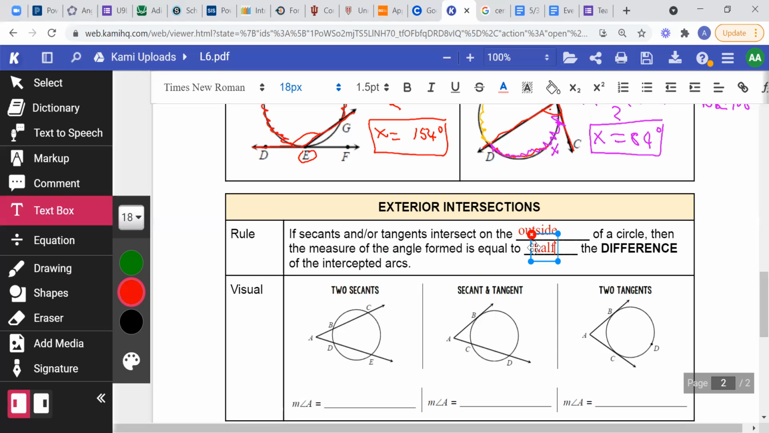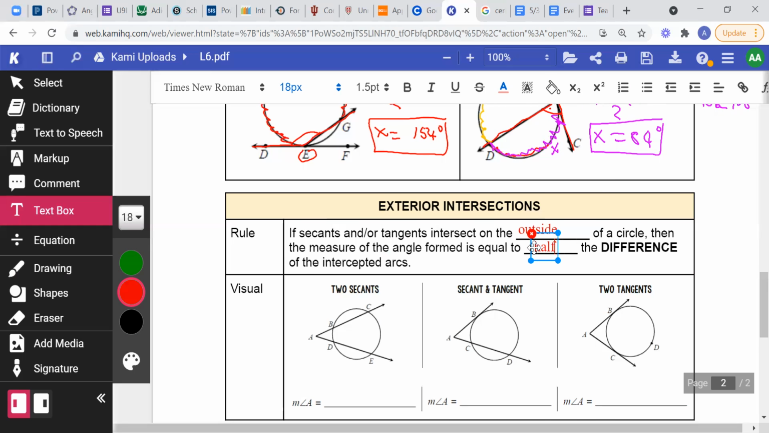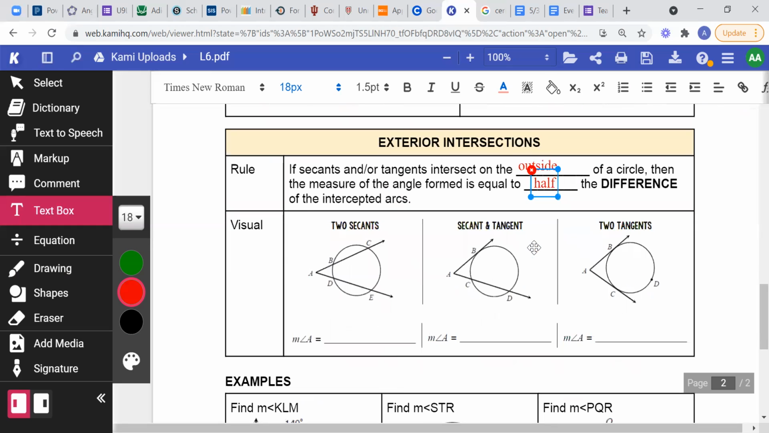But in the case of inside, take the arc in front and the arc behind, add them together and divide by 2. But when it's happening on the circle, the arc that is formed from that angle, just take half of it. So here, these are some visual things.